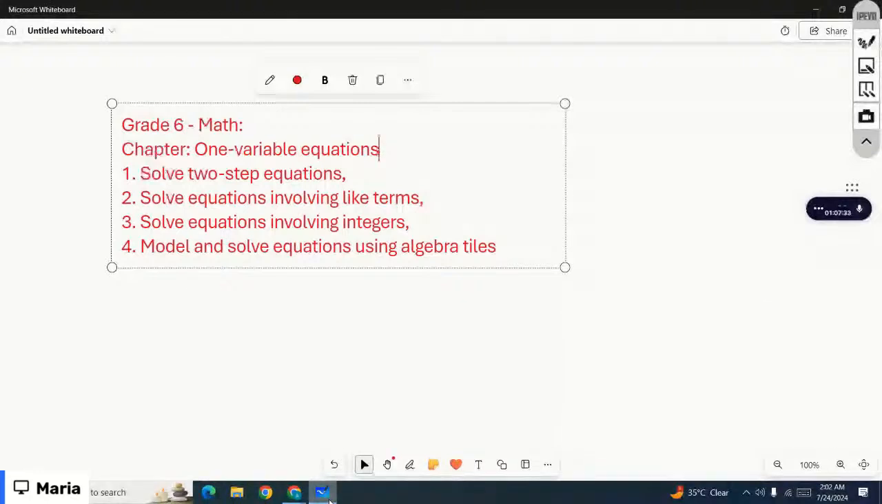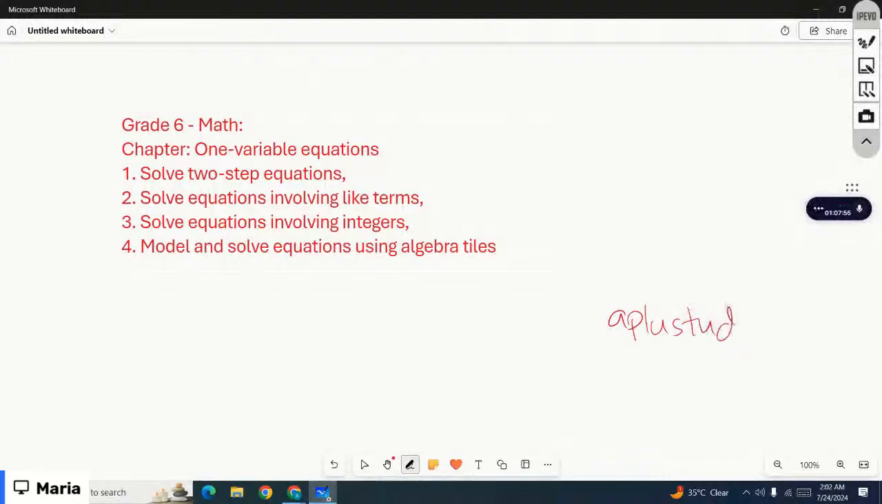We are here for grade 6 math. You can find all the lessons on aplusstudents.com. You have to log in there using, scroll down to grade 6 math and then click on view all lessons.